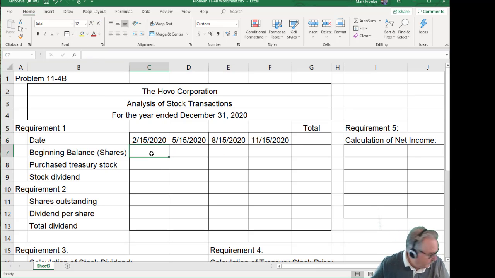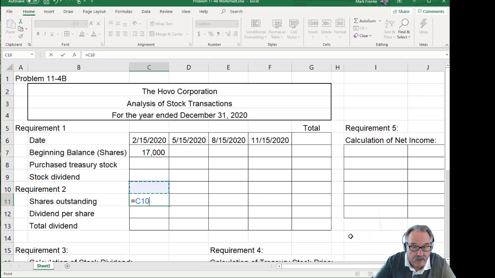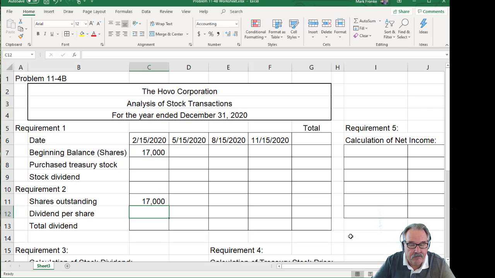So we had from the statement, and this is at the beginning of the year, 17,000 shares that were outstanding at the beginning of the year. And nothing happened to change that between the beginning of the year and February the 15th. So our shares outstanding are just going to be 17,000 shares.